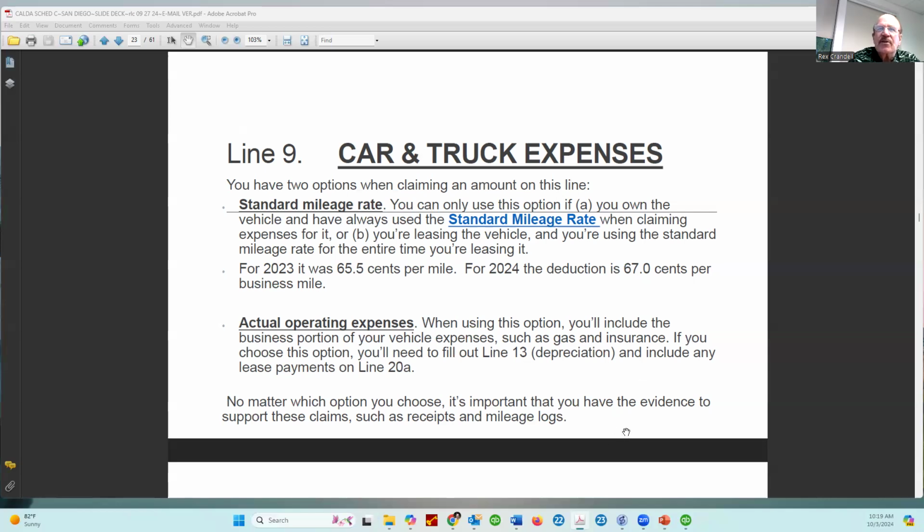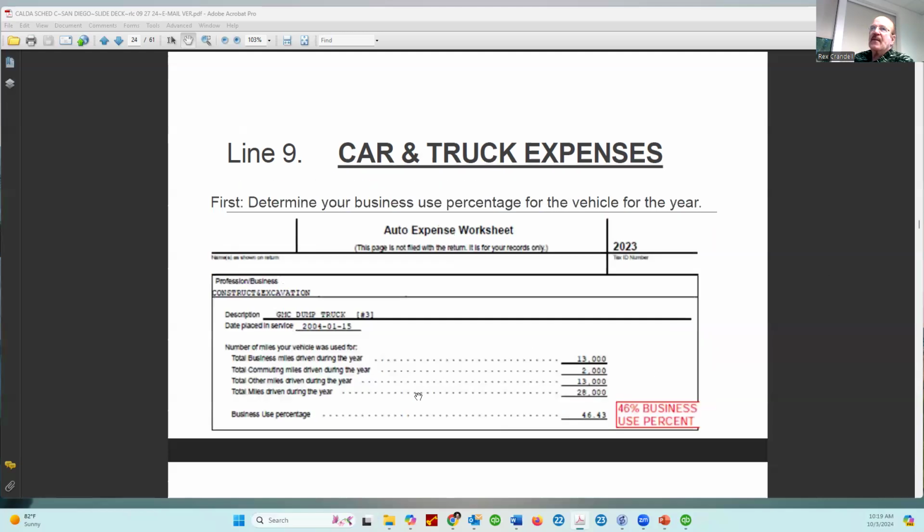No matter which option you choose, it's important that you have evidence to support these claims for vehicle use, such as gas receipts or repair receipts and some kind of record of the mileage that you drove.